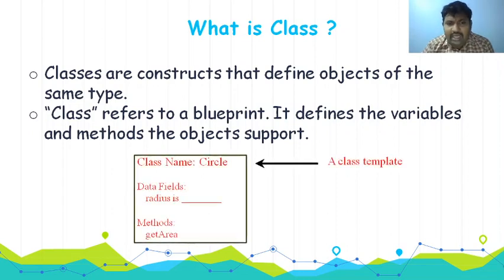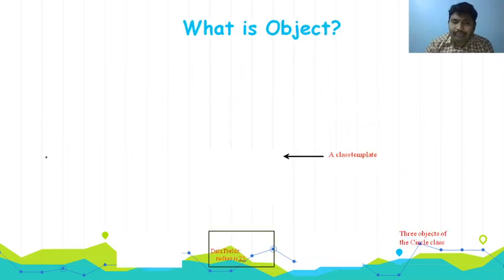For example, see here, I have a class called Circle. The data field is radius, and the method is getArea. If you want to know the area, we have to know the radius. Based upon the radius, we can calculate the area. So we can draw several kinds of circles. For example, one circle with a radius of 4, another circle with a radius of 5. The circle class is telling us that it has some radius; then only it is a class Circle. If you know the radius, you can calculate the area.